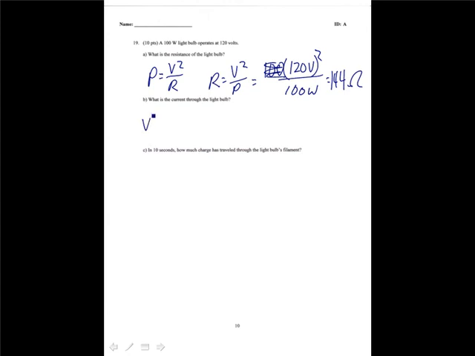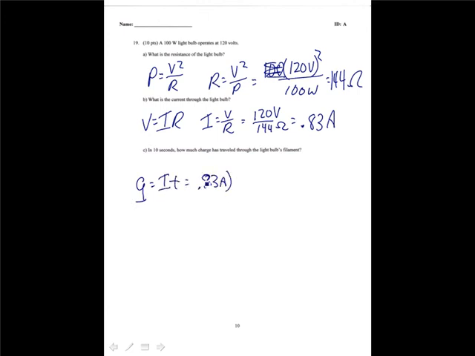What is the current through the light bulb? Ohm's law, V equals IR. I is equal to V over R, and you know all these, 120 over 144. And that gives you the current, which is 0.83 amps. And then in 10 seconds, how much charge is traveled? Well, Q is equal to I times T. That's 0.83 amps times 10 seconds, which is 8.3 coulombs.